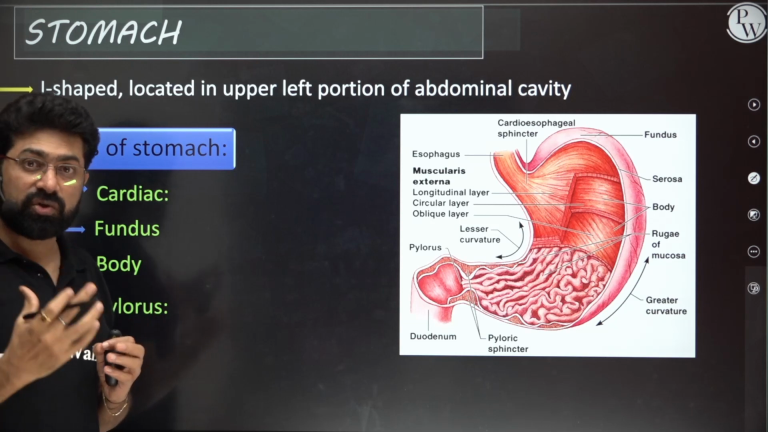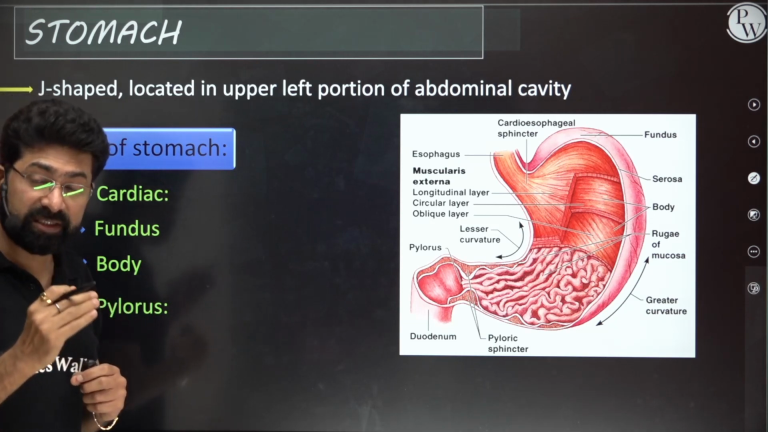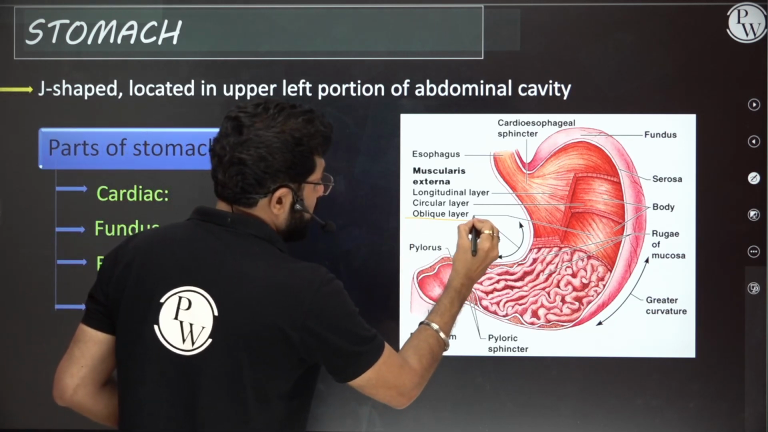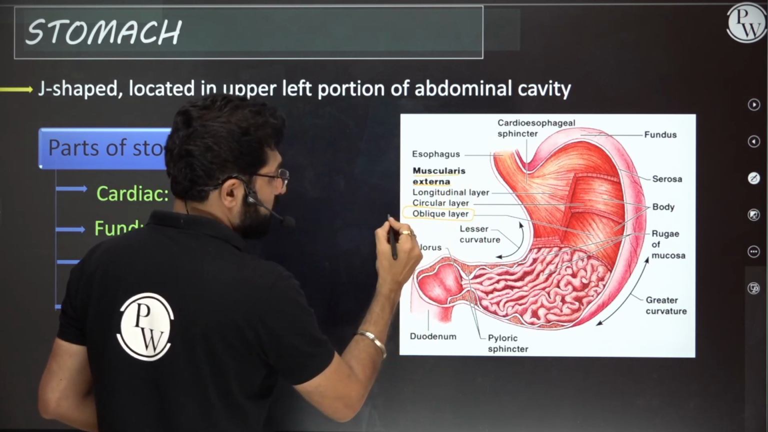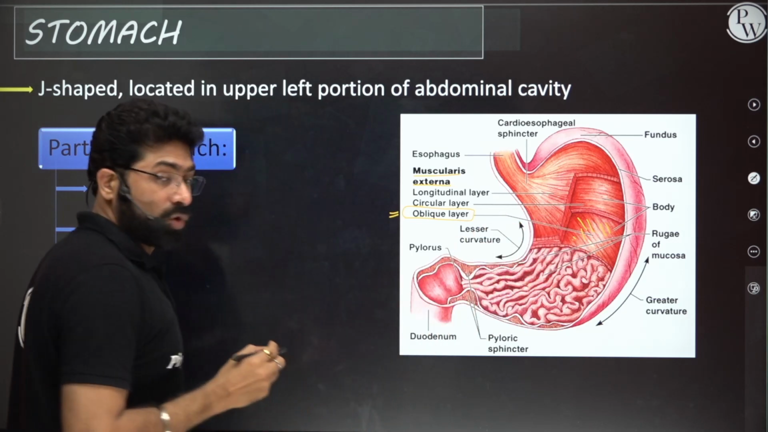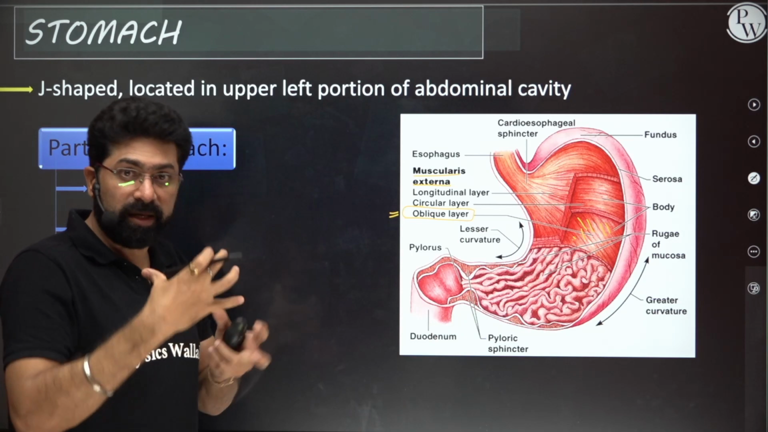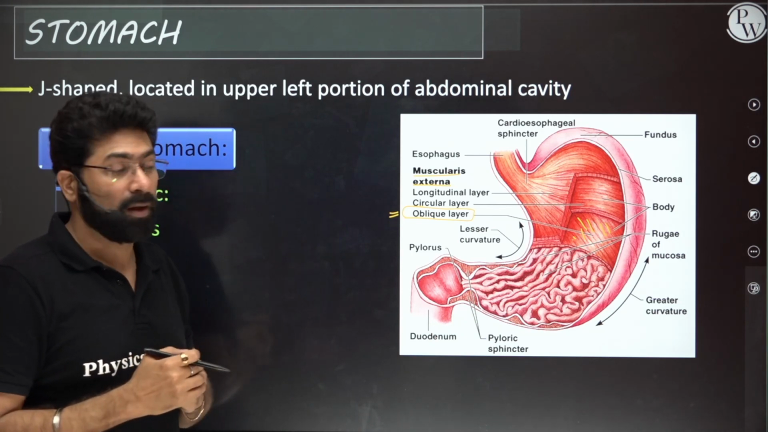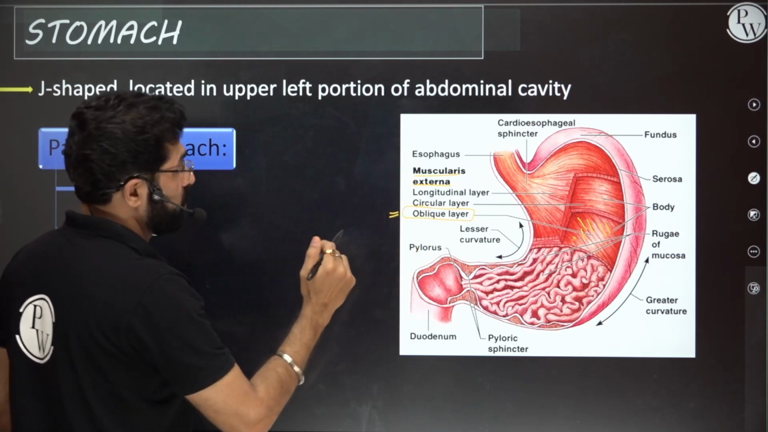So let us continue further and talk about the stomach region. The stomach has some extra muscles apart from the outer longitudinal and inner circular. It has a special muscle called the oblique layer in the muscularis externa. You can see oblique muscles. The oblique muscles help with more of the churning process, which is always required in the stomach region.